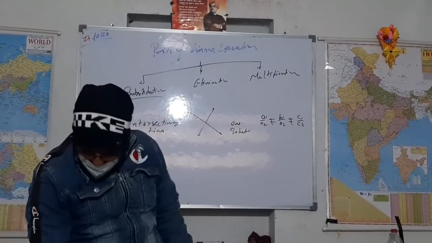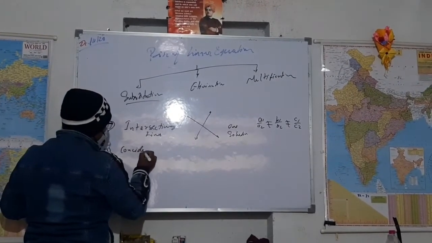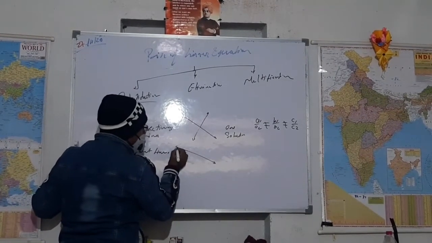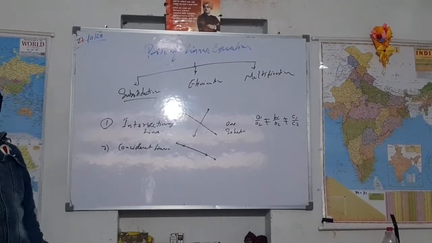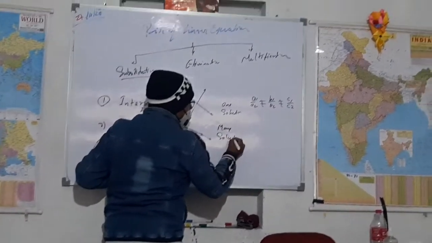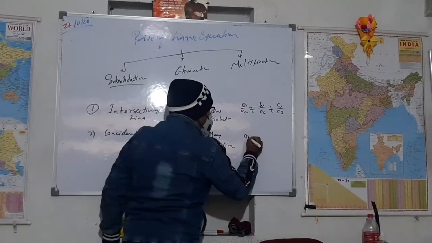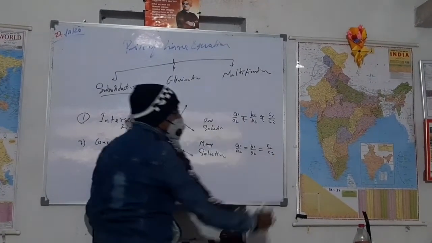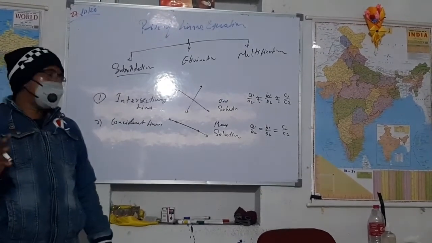Second, coincident lines. That means one line lies on the second line, one line crossing the second line. That means the answer is many solutions. How many solutions, students? Many solutions. The formula is A1 by A2 equal to B1 by B2 equal to C1 by C2.